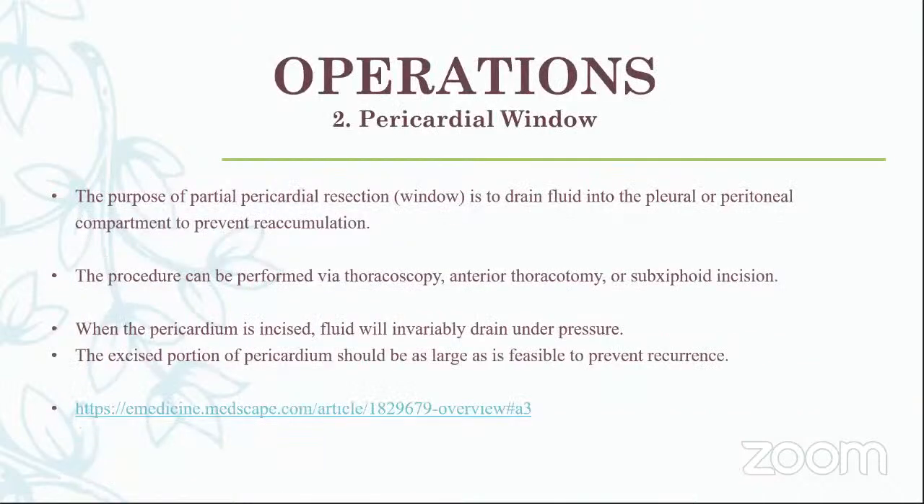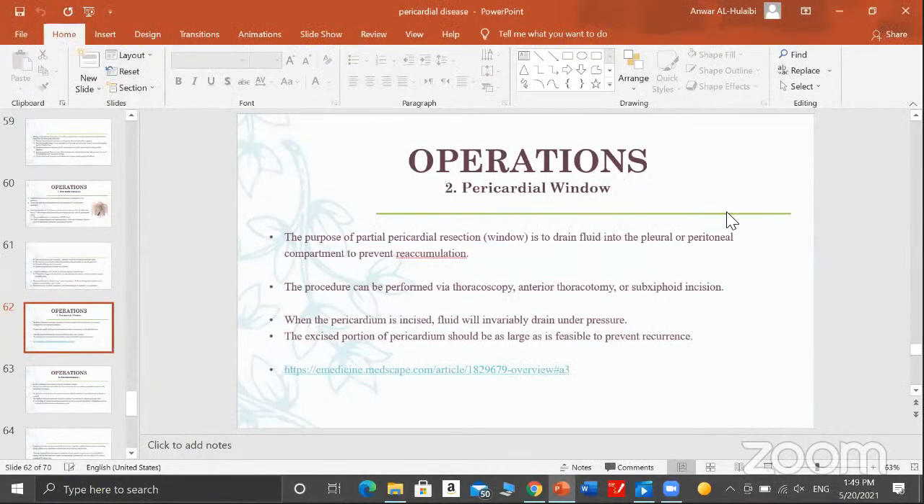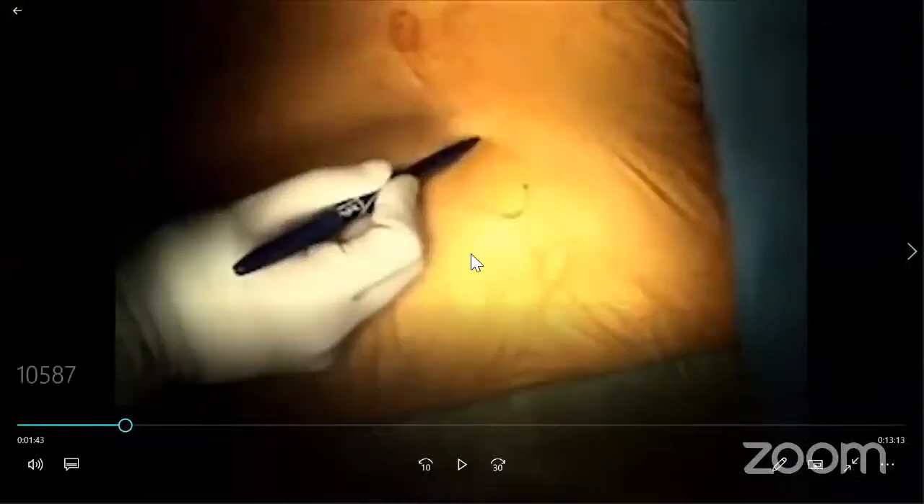The third one is pericardial window, and the purpose of partial pericardial resection or window is to drain fluid into the pleural or peritoneal compartment to prevent reaccumulation. The procedure can be performed via thoracoscopy, anterior thoracotomy, or subxiphoid incision. When the pericardium is incised, the fluid will invariably drain under pressure, and the excised portion of the pericardium should be as large as possible to prevent recurrence. I have here a video for this one. This is via the subxiphoid window.